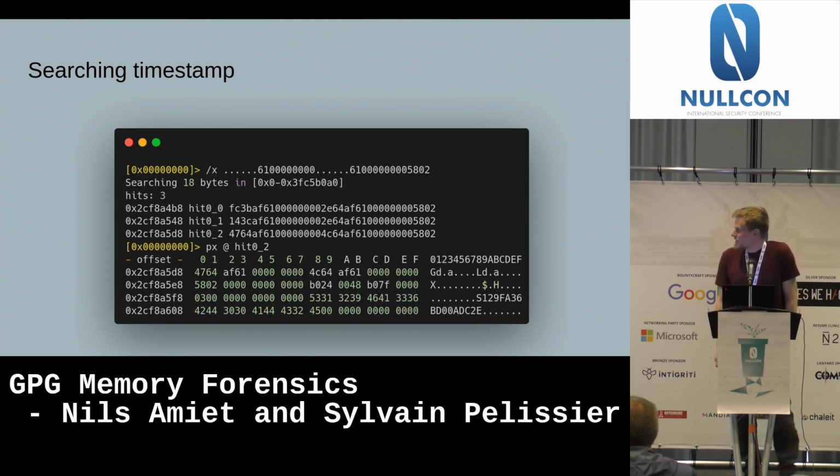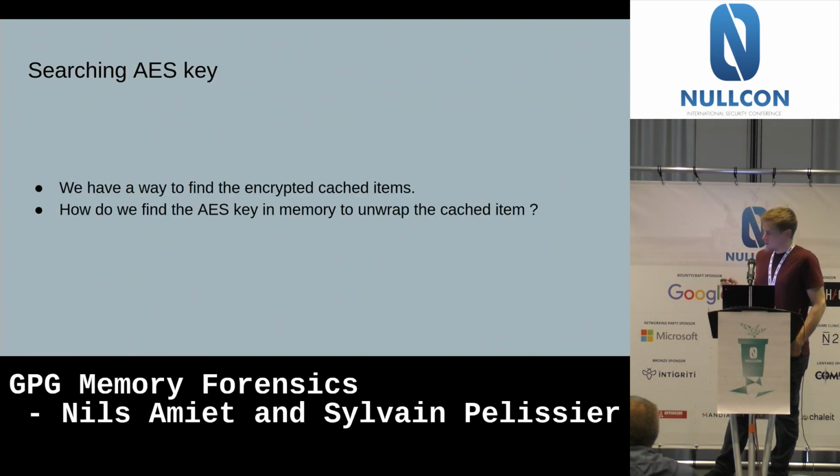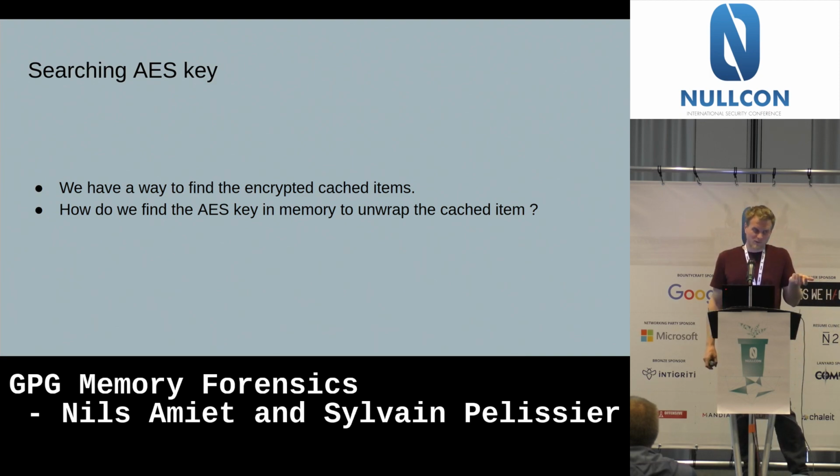So we ran the regex on a memory dump. We had some results, and indeed, it was the correct cache item which was found, with the creation time, access time, time to live, and then the encrypted data. So it worked for this part. We had a way to find the encrypted cache item. Now the difficult part is how we find the AES key in memory, because it's 16 random bytes.